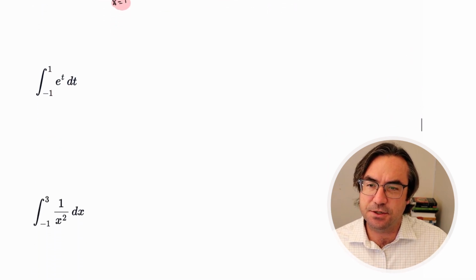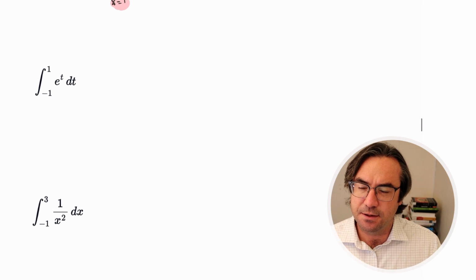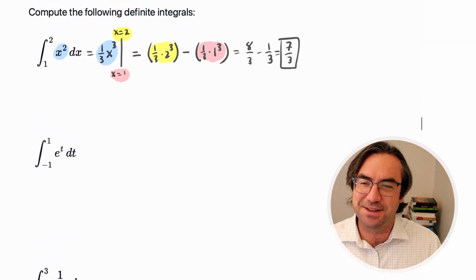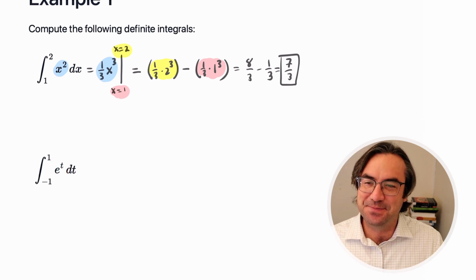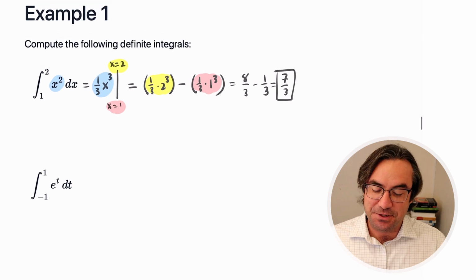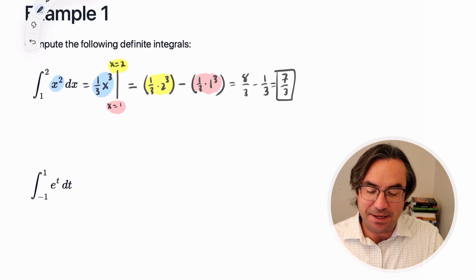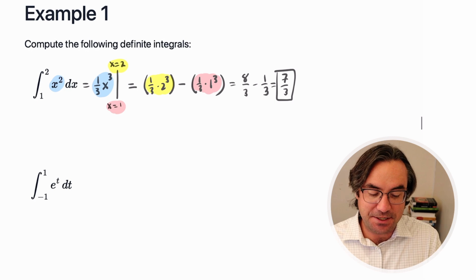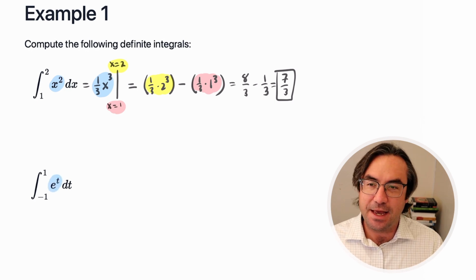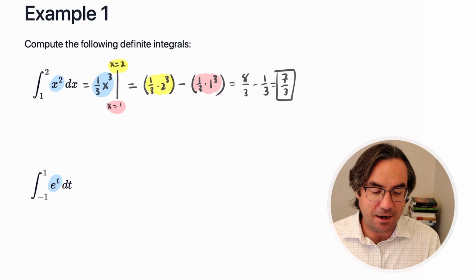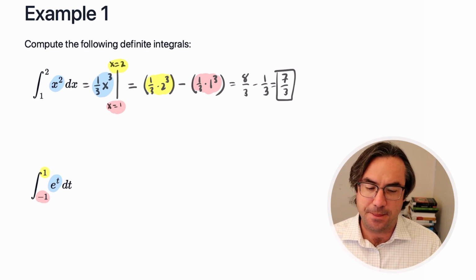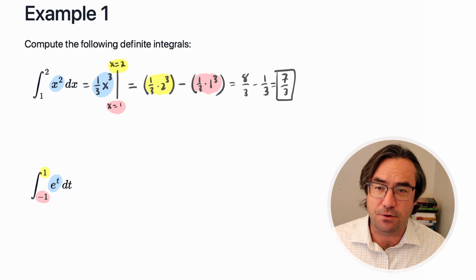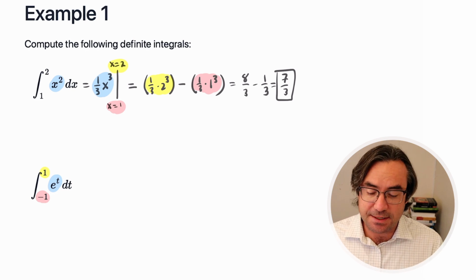So let's look at this one. The function we're integrating is e raised to the power t, and our lower limit is -1, and our upper limit is +1. All right, so we've got a definite integral here. First step is get the antiderivative.